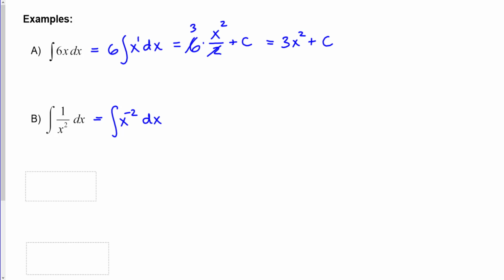But this is okay because when I use the power rule here, x to the negative 2 becomes x to the negative 1 because I increase my exponent by 1, divide by the new exponent. I don't have division by 0 here, so everything's fine. So 1 over x plus c.